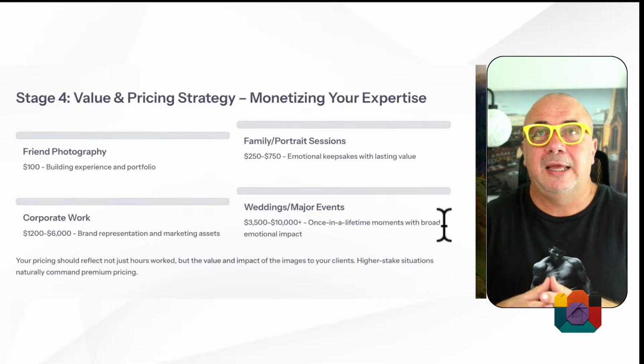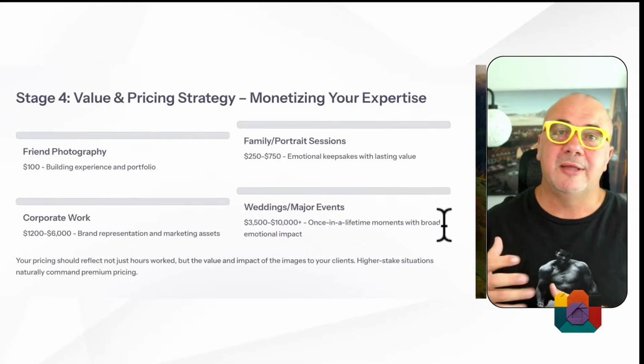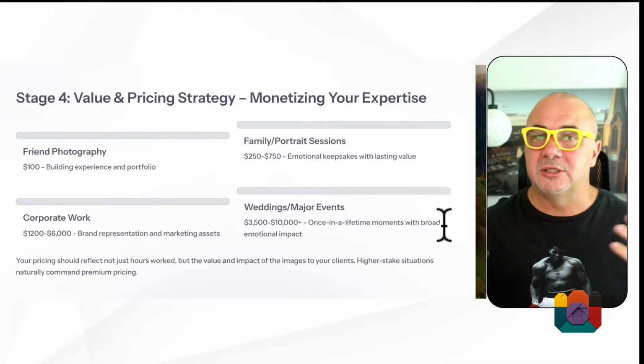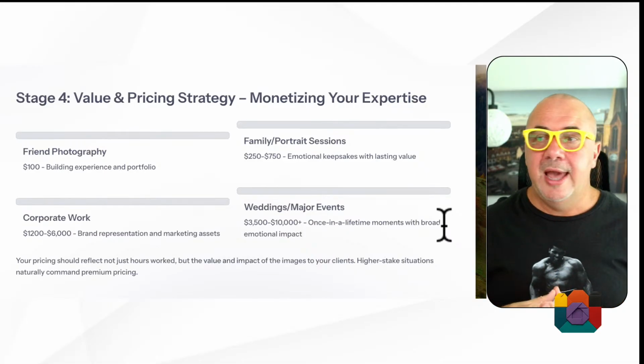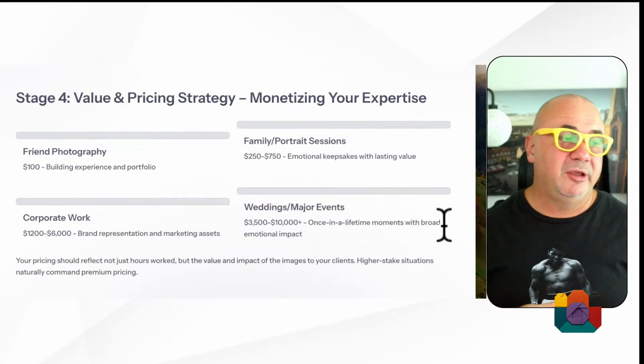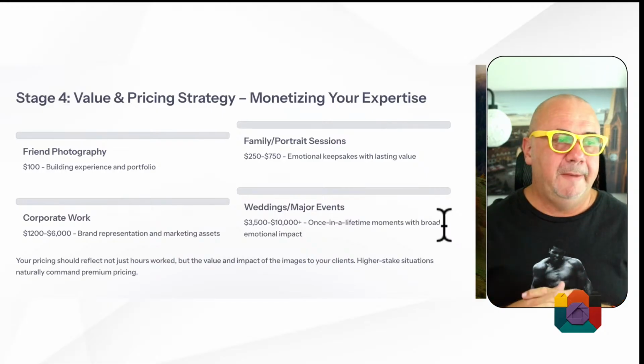It's like, what's the difference between taking pictures of your neighbor versus taking pictures of a professional, maybe a lawyer, maybe a doctor, maybe a business owner? At that point you can charge higher prices. And then weddings and major events, $3,500 to $10,000 and plus.